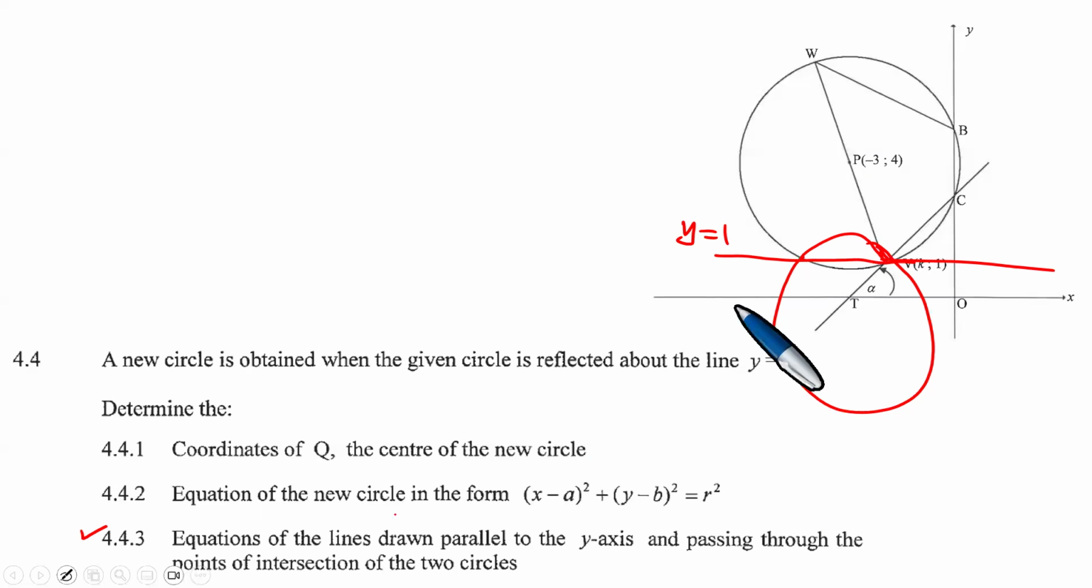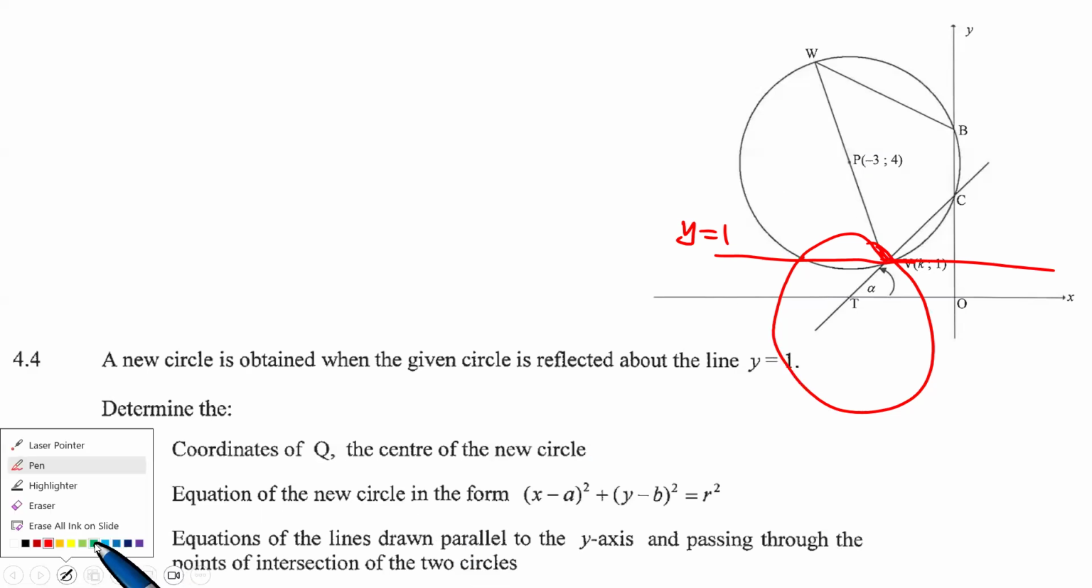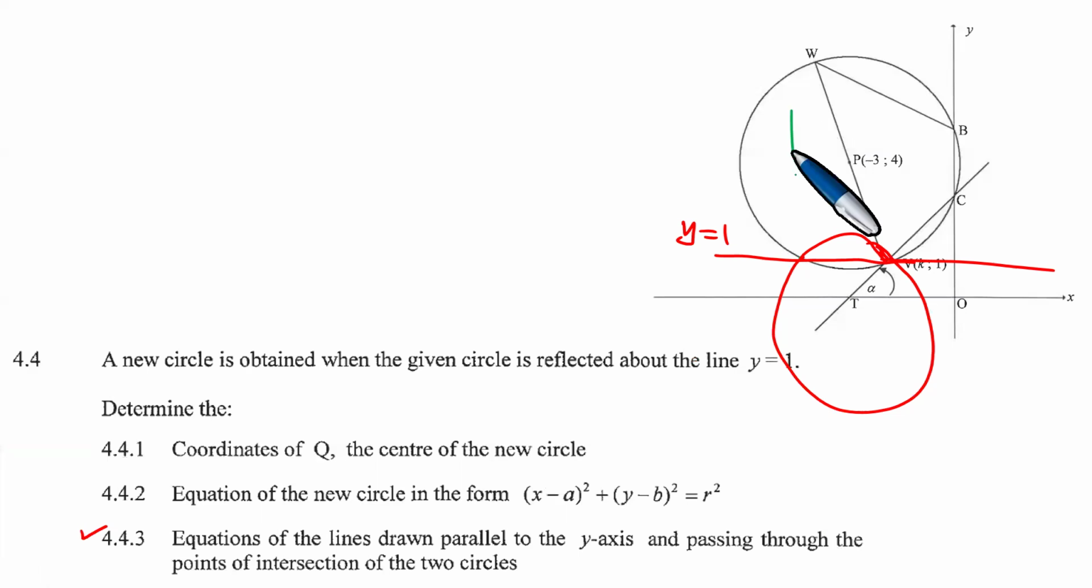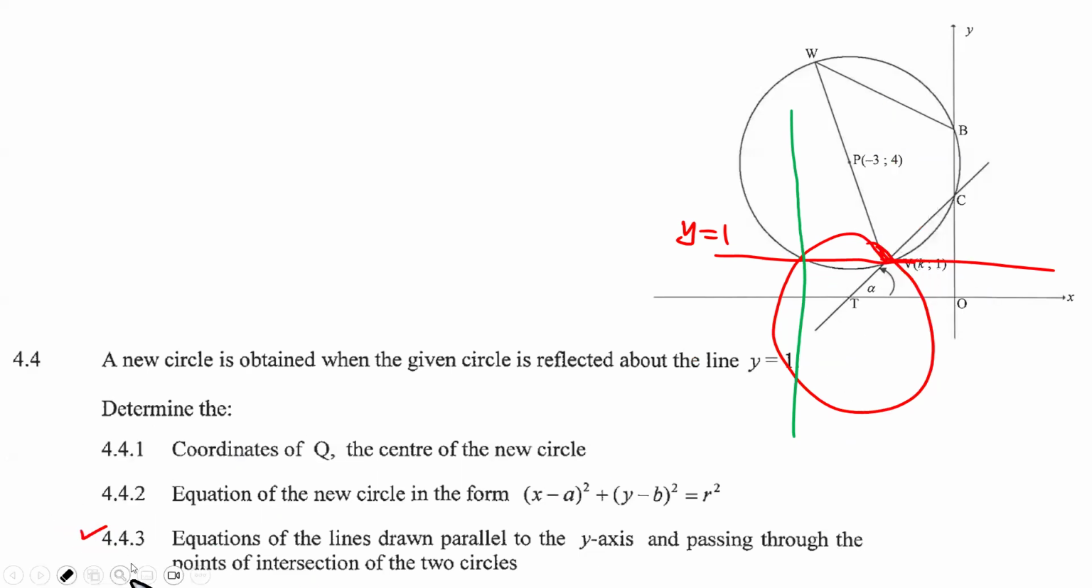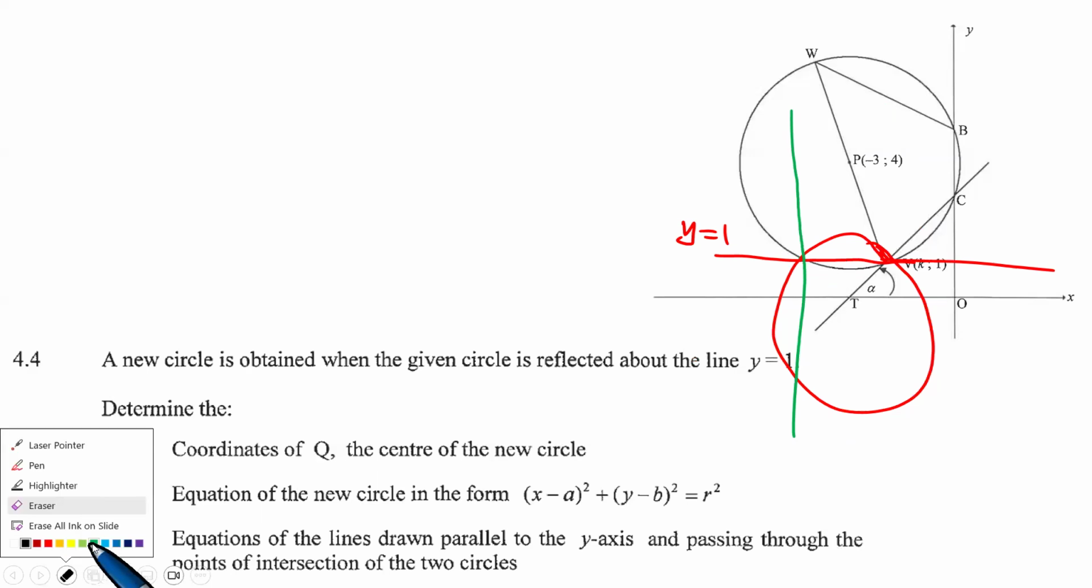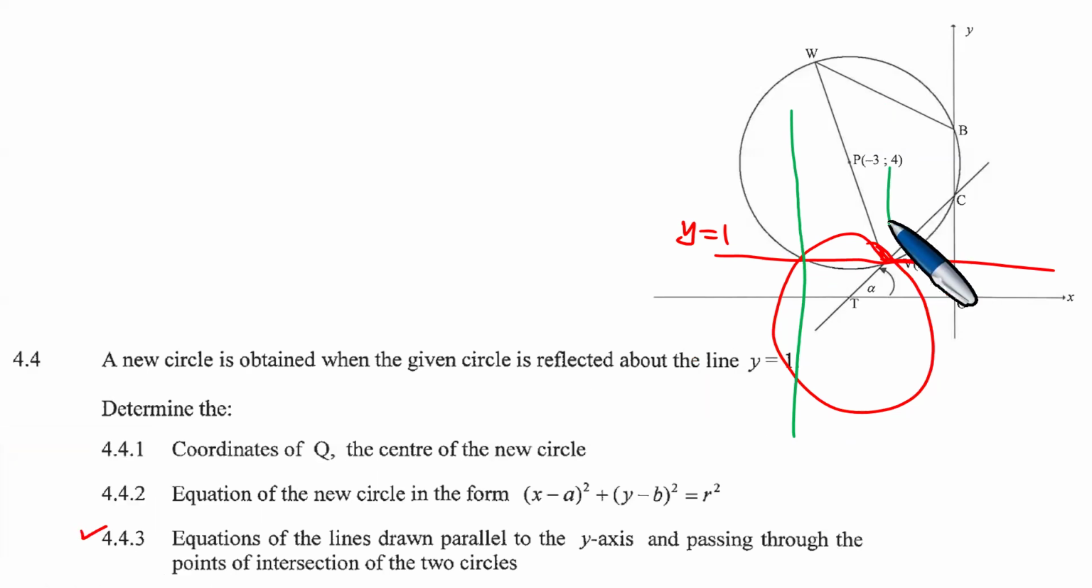So in other words, there's going to be a line here. There's a point of intersection. There's a line here like this. There's another line here like this. There's another line here like this, and another line here like this.